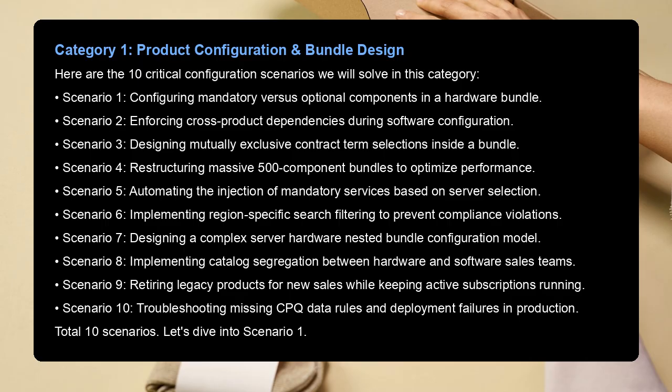Scenario 5, Automating the injection of mandatory services based on server selection. Scenario 6, Implementing region-specific search filtering to prevent compliance violations. Scenario 7, Designing a complex server hardware nested bundle configuration model. Scenario 8, Implementing catalog segregation between hardware and software sales teams. Scenario 9, Retiring legacy products for new sales while keeping active subscriptions running. Scenario 10, Troubleshooting missing CPQ data rules and deployment failures in production. Total 10 scenarios. Let's dive into Scenario 1.